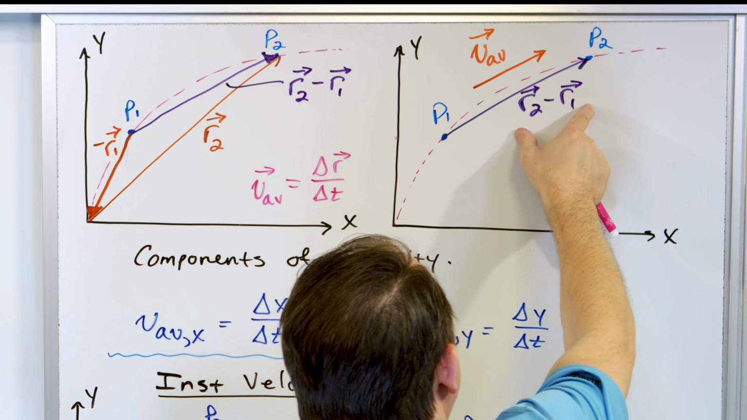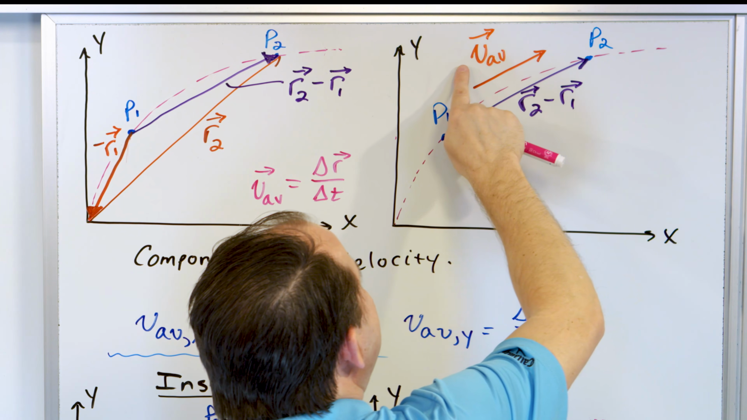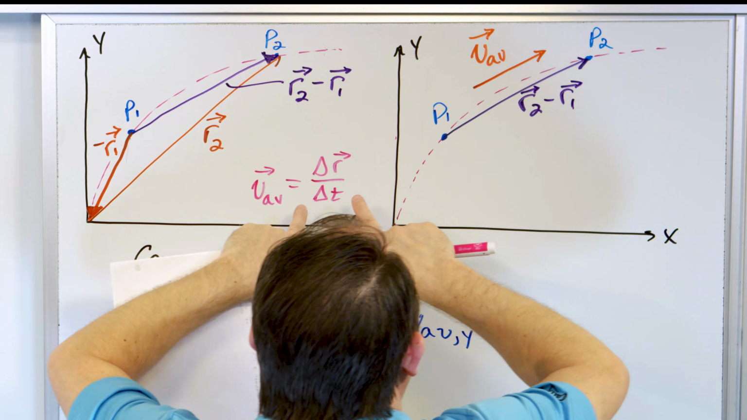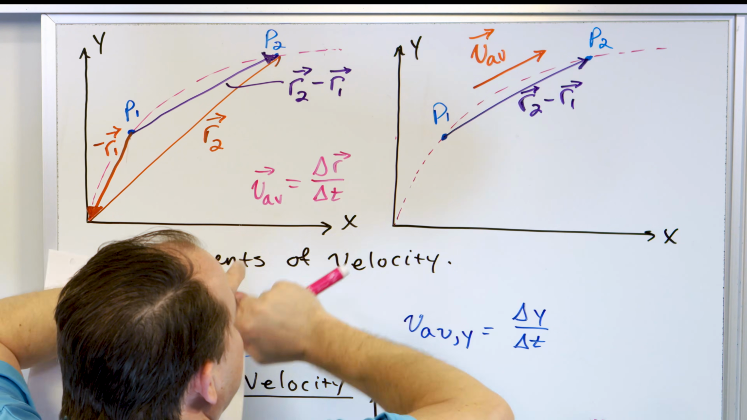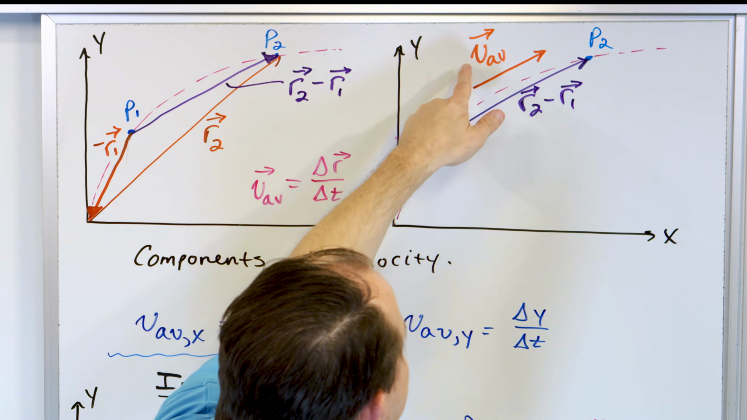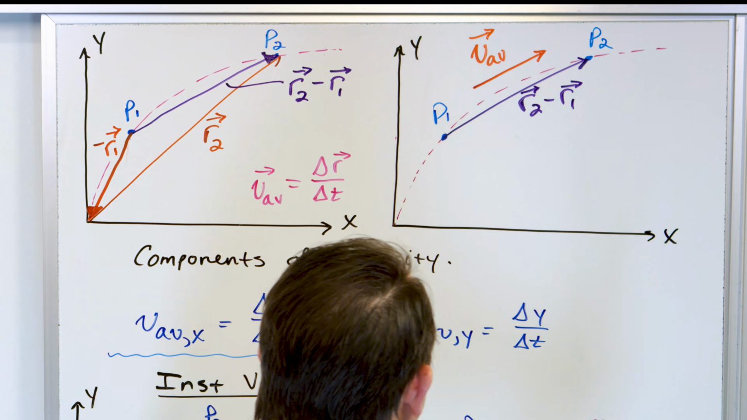We take that vector, we divide by delta t, the time elapsed, we get a new vector called the average velocity. It's in the same direction, but it's going to be a different length because we're dividing by time. We're just scaling it, making it either bigger or smaller. So there's the velocity. So the average velocity goes in the same direction, pointed from P1 to P2. That's what I want you to know there.